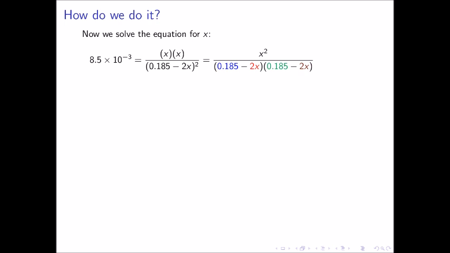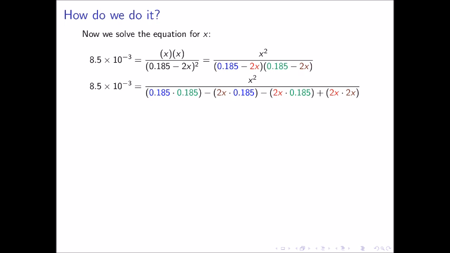Again, I stress that it's very important that you pause this video and work these problems along with me. We begin by squaring out the numerator, and then we FOIL our denominator. Multiplying term by term, we get 0.185 squared, followed by 2x times 0.185 with a negative sign, followed by another 2x times 0.185 with a negative sign, followed by 4x squared. Combining like terms, we find that we have 0.0342 minus 0.740x plus 4x squared now in the denominator.